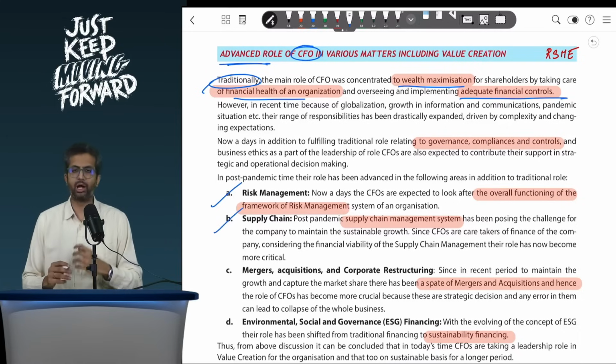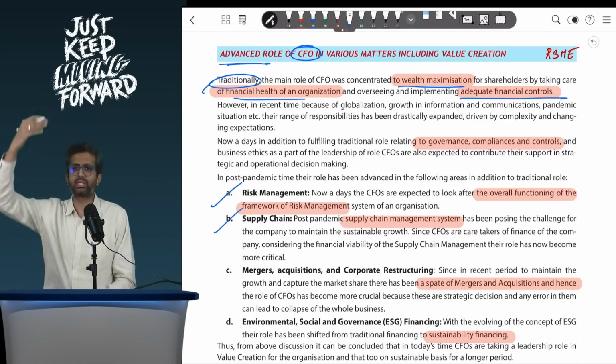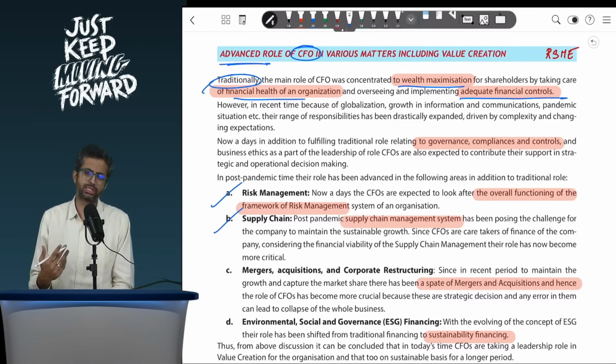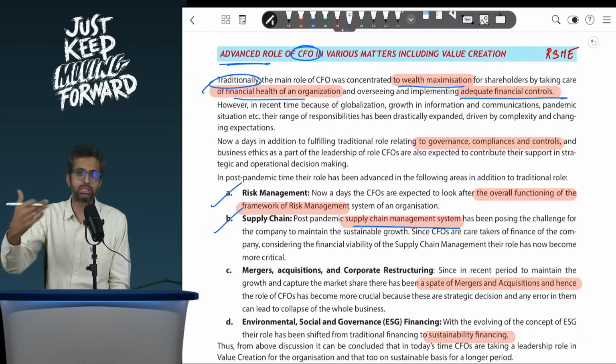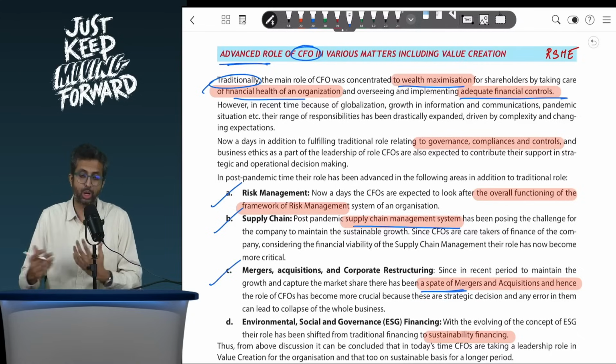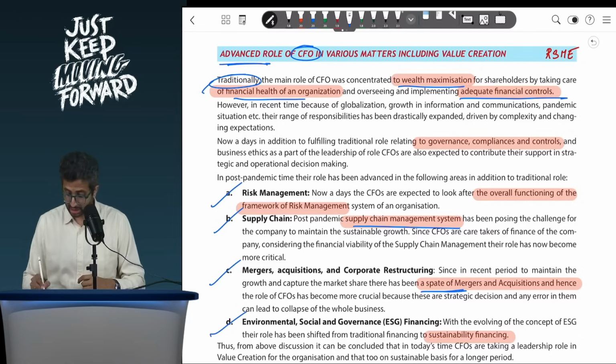Supply chain, especially post-COVID, supply chain management, the CFO is working on, let us say, financial parameters. So a supply chain management system being in place is also now considered to be within the fold of a CFO. Mergers, acquisitions, inorganic growth are also now to be looked at by the CFO, and certain ESG considerations.